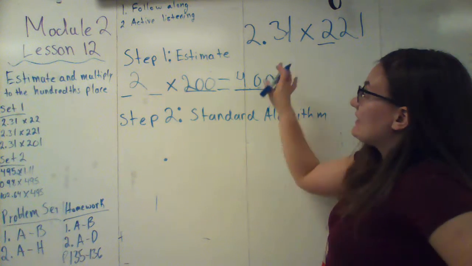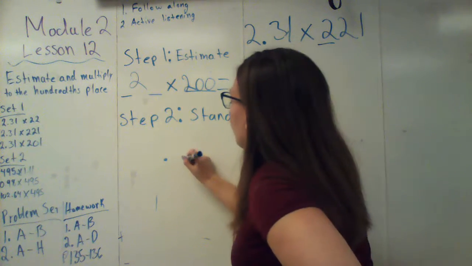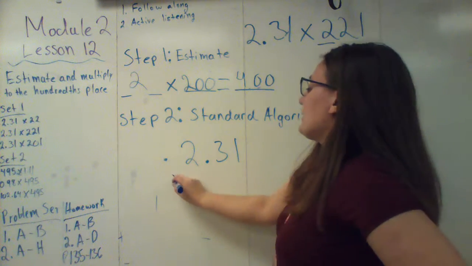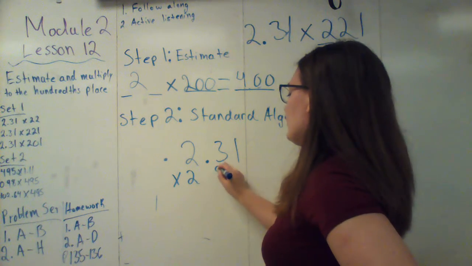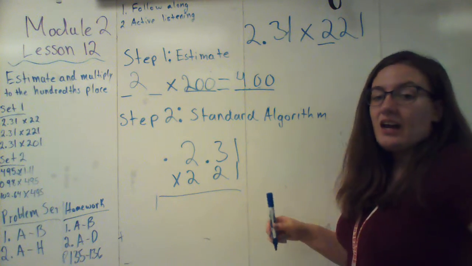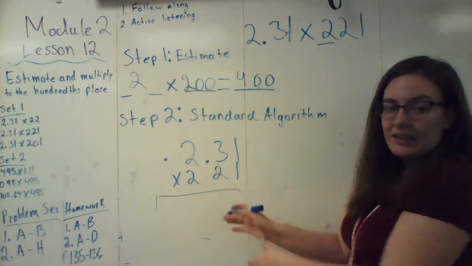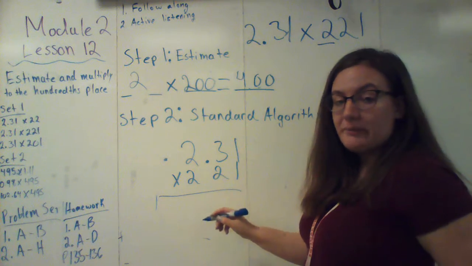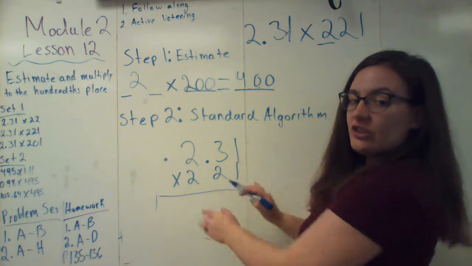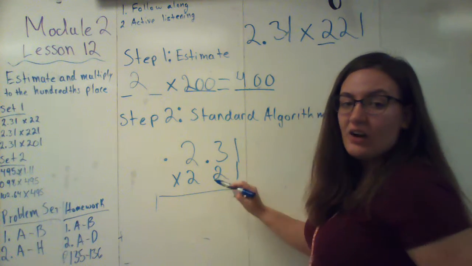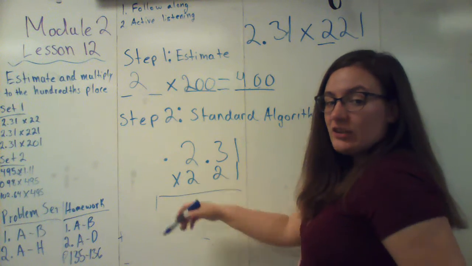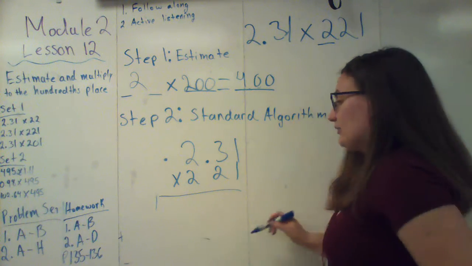After that, I need to set up my standard algorithm. So I have 2.31 times 221. Remember, when you're setting up your standard algorithms, your numbers should all be lined up, like your digits should be lined up, but place value isn't really going to be an issue until later on. So right now, while it looks like you're lining up a hundreds place with a ones place, it's all going to work out once we get down here.